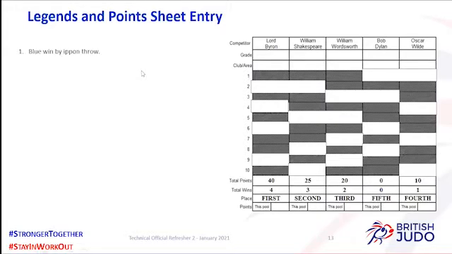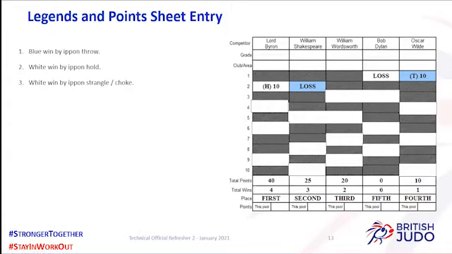So in the first case, the blue win by ippon throw. And if you look over here on the first line, ippon throw. So we've got a throw with a circle, T with a circle equals 10 points, and obviously loss in the other one. Number 2, win by ippon hold. So white wins this time with an ippon hold, H in a circle, 10, and loss.